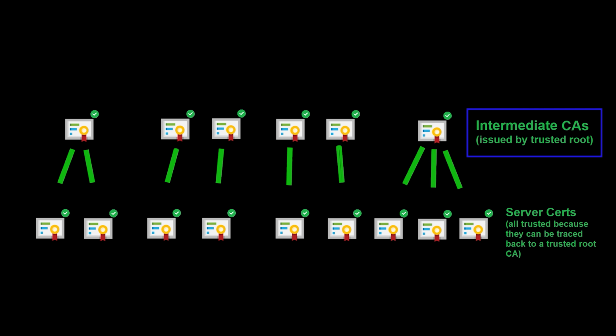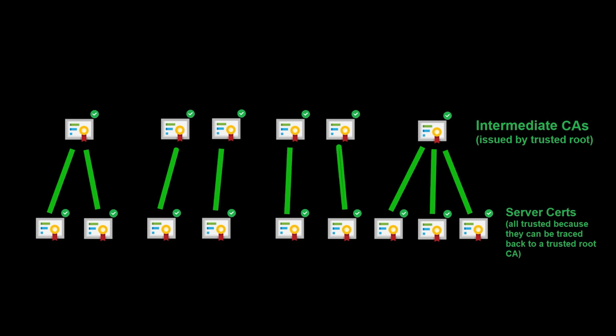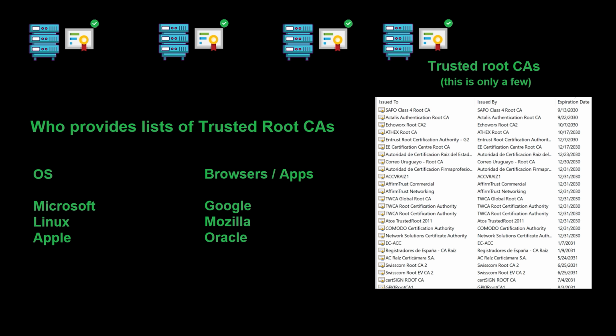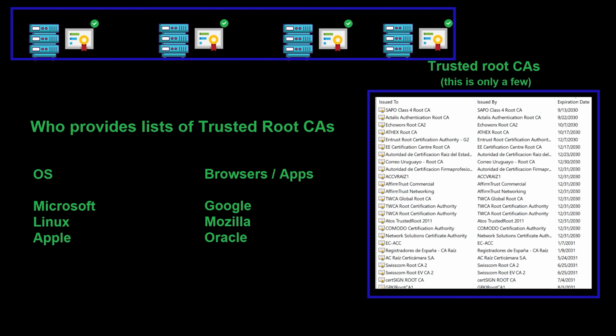These CAs that typically issue certs to servers or websites are called intermediate CAs. Their certificates are typically issued by root CAs, and we trust the root CAs. So getting to the root of the matter here, we trust the root CAs because there are lists of trusted root CAs from operating systems like Microsoft, Linux distributions, and Apple. Also, browsers and app vendors like Google and Mozilla, and Oracle for Java. These lists of trusted root CAs are what we trust.